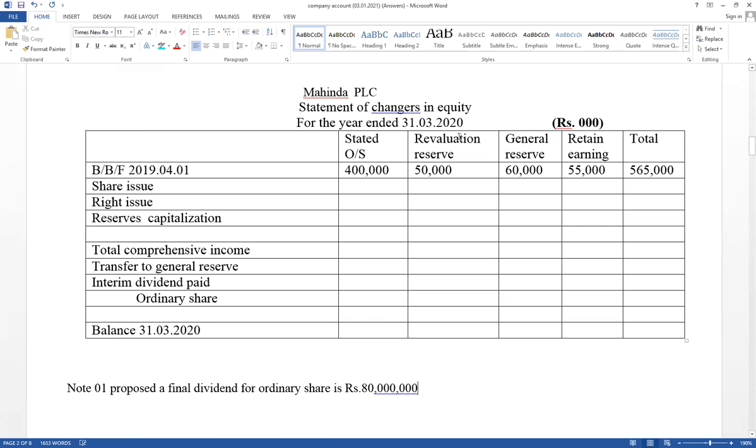And interim dividends paid, it has given in the trial balance 70,000. Think about interim dividends paid, available in the trial balance, debit side 70,000.